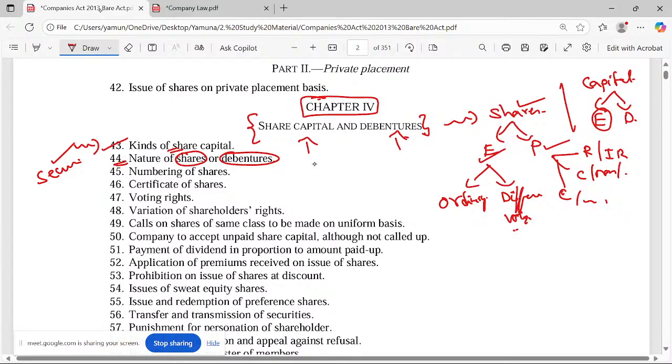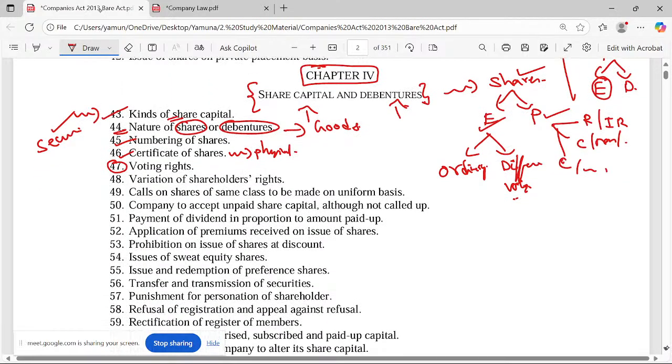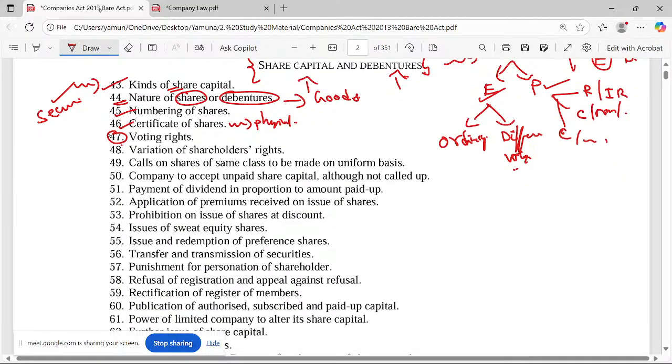44 says, to make it simple, shares are considered as goods. 45 is a normal section, numbering of shares. 46, certificate of shares. It's applicable only for physical shares, not for demat shares. Then we have voting rights, 47, somewhat important section, and variation of shareholders' rights, 48. So 43, 47, 48 are important. 49 is an equal one.